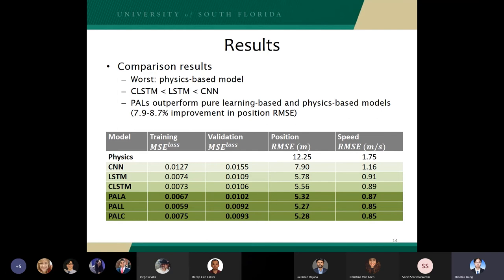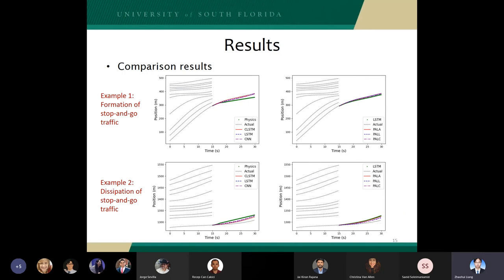And further, we found the PAL models outperform pure learning-based and physics-based models with an 8.7% improvement in position RMSE. Here are some trajectory results of different models. The left figures show the trajectories of pure physics and pure learning-based models. And the right figures plot the trajectories of PAL models. Example one is the formation of stop-and-go traffic. Example two is the dissipation of stop-and-go traffic. And obviously, we found that the trajectories of PAL models are closer to the actual trajectory.